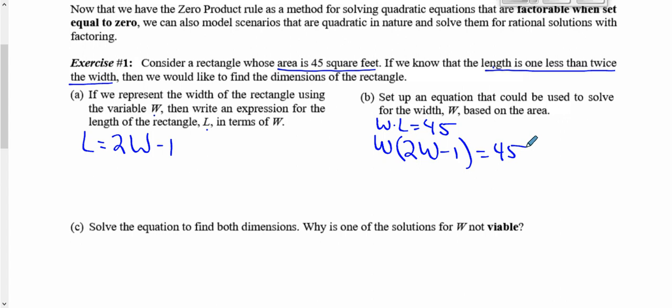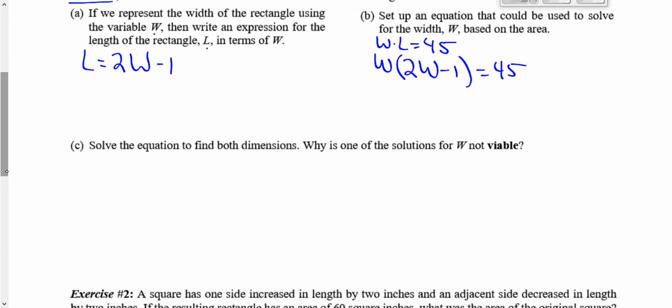Okay, now they want us to do what? Okay, I would normally do it there, right? So what would I do to solve? I'm going to solve it and get the width first, right? So what would I do here? Is this going to be a quadratic, by the way? Yeah. Okay, so what am I going to do with that W? And what do I get? 2W squared minus W equals 45.